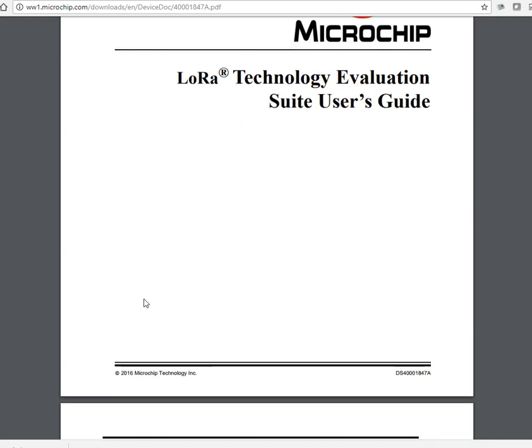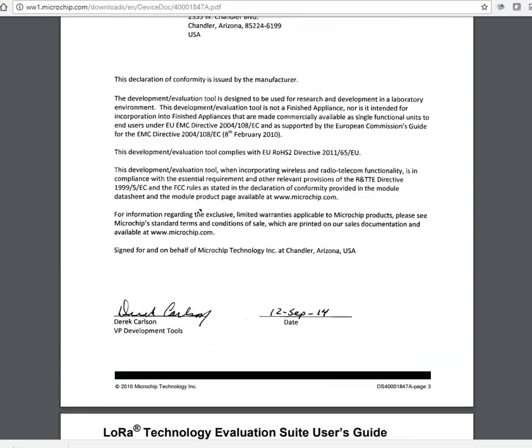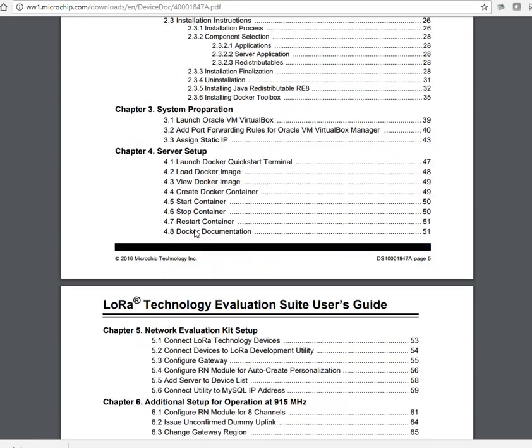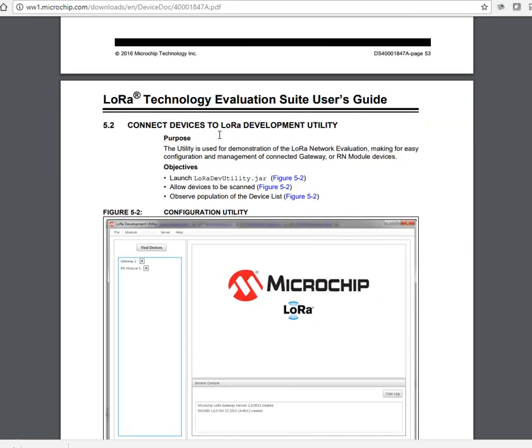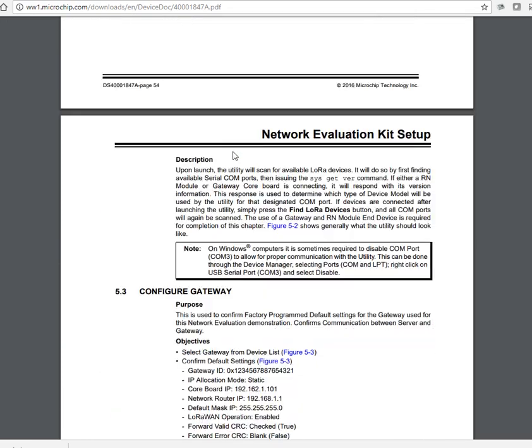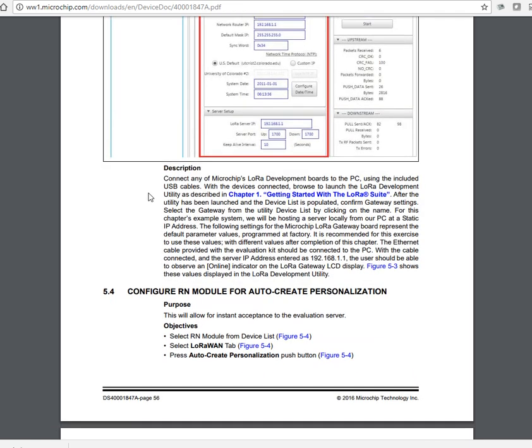It's quite a large document, but I urge you to go to page 52 and you'll see the reason for the moment. So 53 and 52, Network Evaluation Kit Setup, goes through the LoRa Dev utility that we're about to download. So it goes through a little bit of an explanation there, and what all the commands are, and what all the different settings are. You can ignore the gateway part of the configuration. We're purely interested in the module configuration.